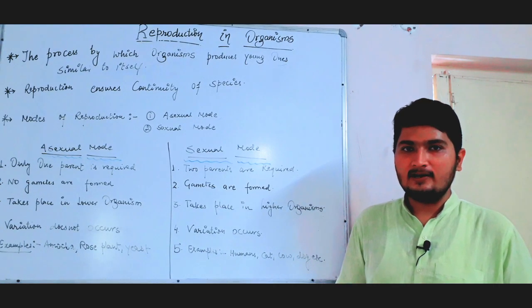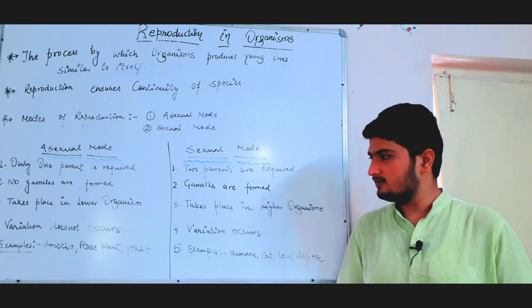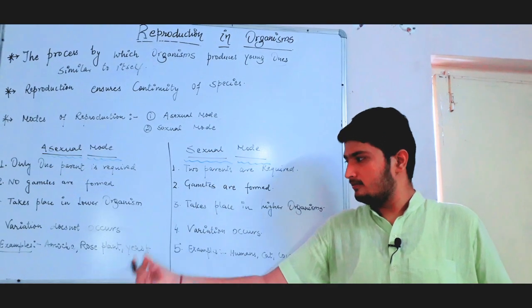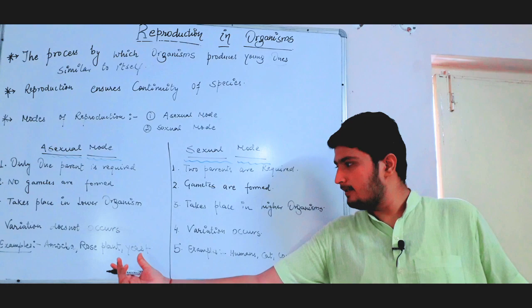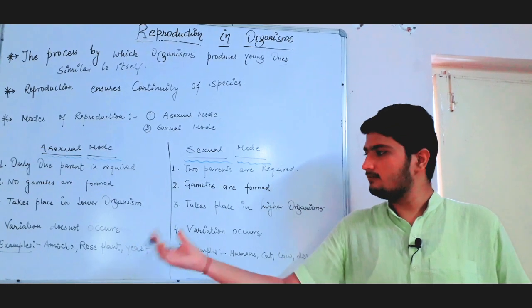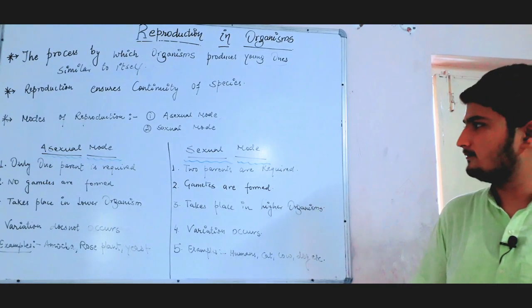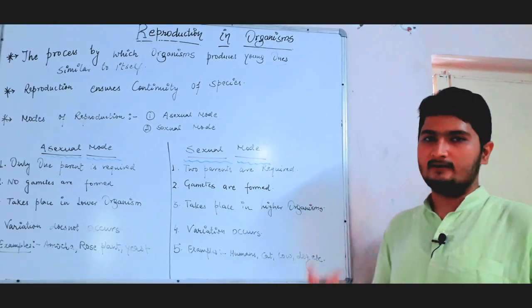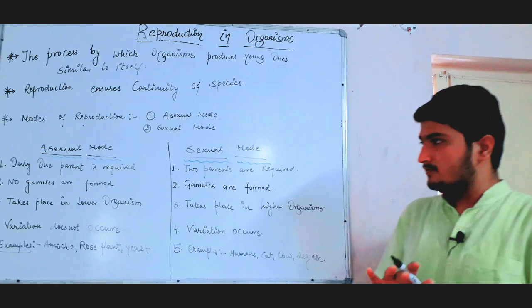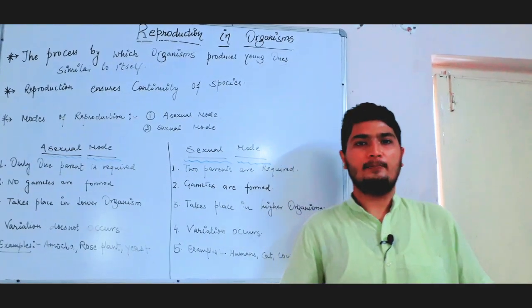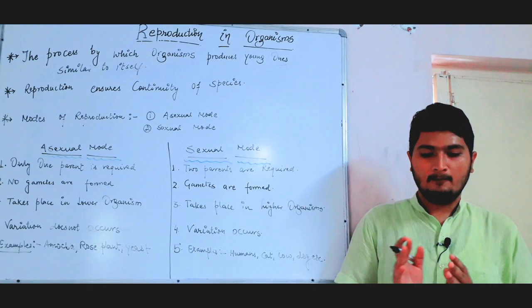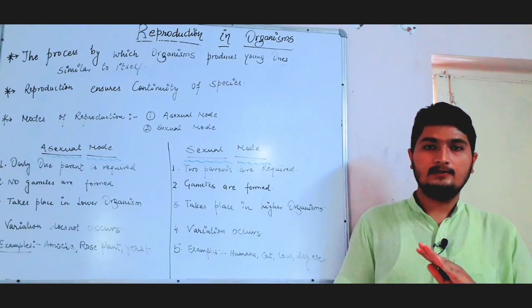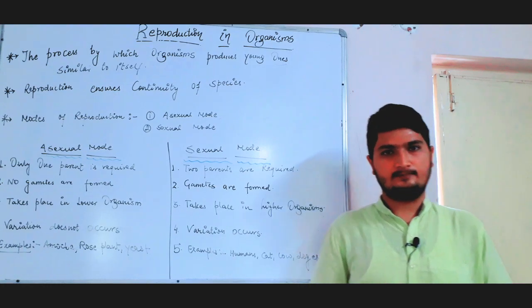Afterwards, what is the next point of difference between asexual and sexual mode of reproduction? In asexual mode, there are several examples like amoeba, rose plant, yeast. These are all lower category organisms. While in the sexual mode of reproduction, there are human beings, cats, cows, dogs, etc. So this is the basic concept of reproduction, that is, modes of reproduction, either asexual or sexual.